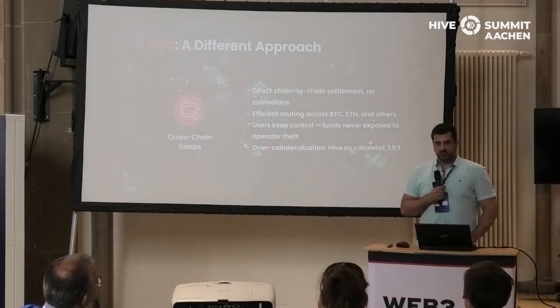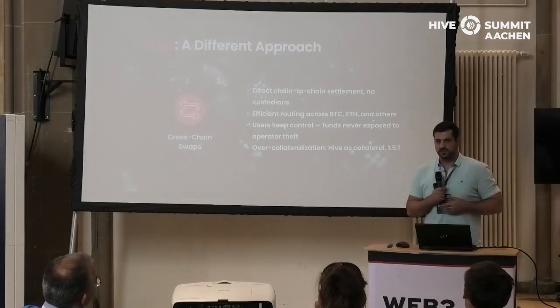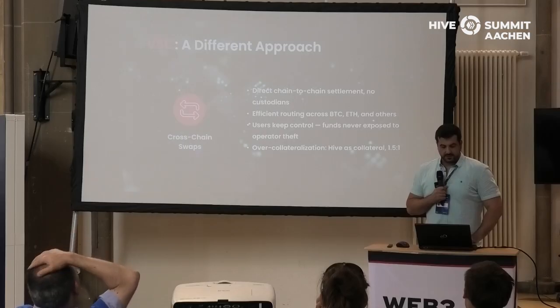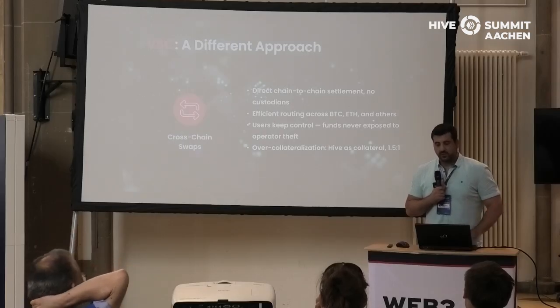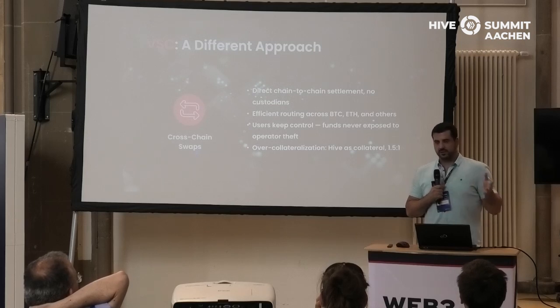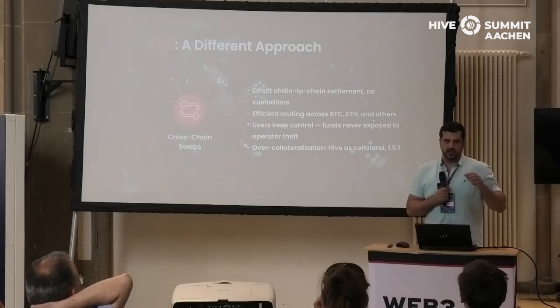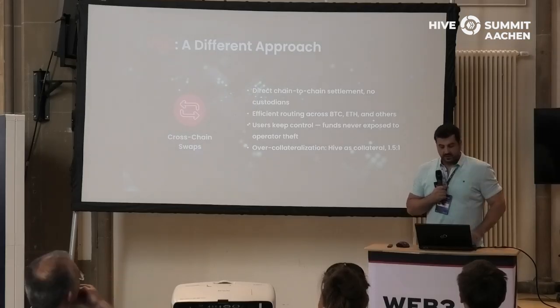When it comes to collateral providers, this is tied to the security aspect that I discussed in the first part of the presentation. Collateral providers essentially secure the whole protocol. They're the ones that over-collateralize all the liquidity and all the assets that come into the VSC protocol. For each dollar of liquidity, $1.5 worth of Hive is used to over-collateralize all assets coming in.